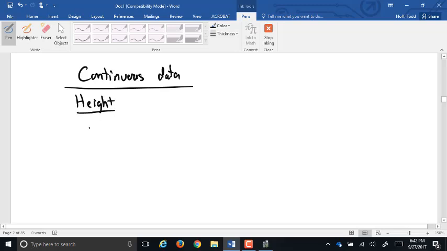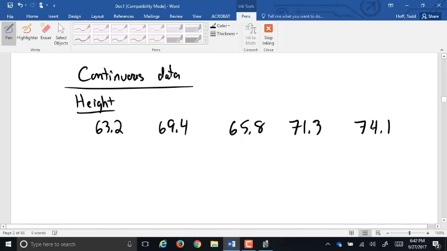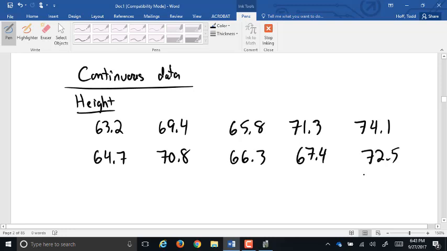So we might take a survey of people and get their height, and we might have 63.2 inches, 69.4 inches, 65.8, 71.3, 74.1, 64.7, 70.8, 66.3, 67.4, 72.5. I could make a huge list, and it's very possible to not have any two heights that are exactly the same.